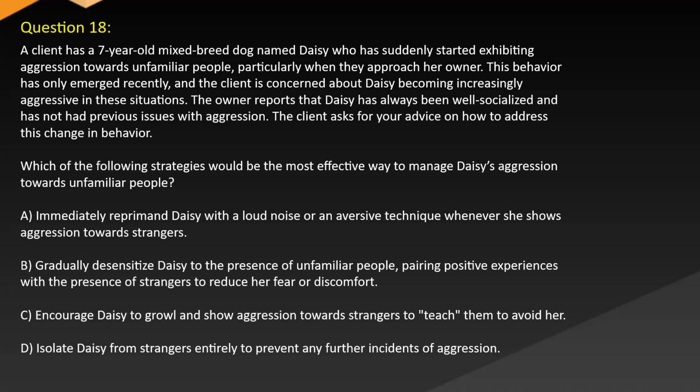A. Immediately reprimand Daisy with loud noise or an aversive technique whenever she shows aggression towards strangers. B. Gradually desensitize Daisy to the presence of unfamiliar people, pairing positive experiences with the presence of strangers to reduce her fear or discomfort. C. Encourage Daisy to growl and show aggression towards strangers to teach them to avoid her. D. Isolate Daisy from strangers entirely to prevent any further aggression.